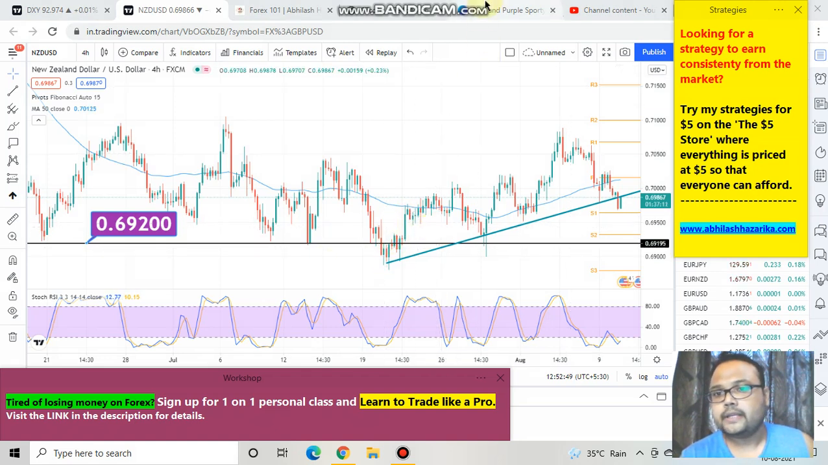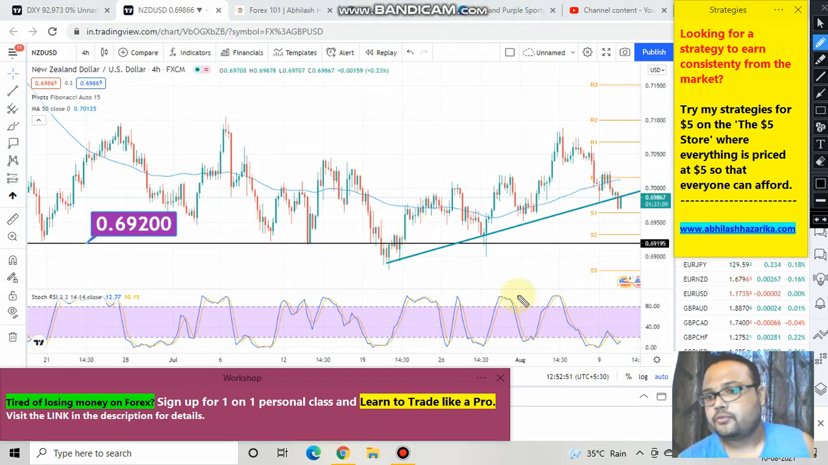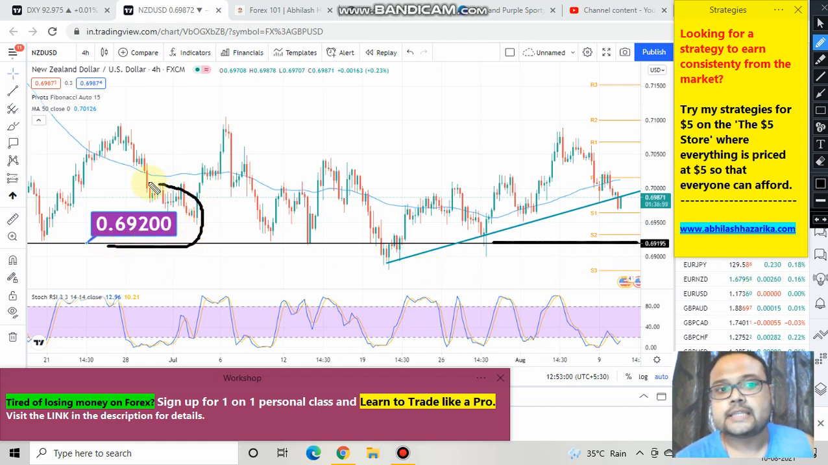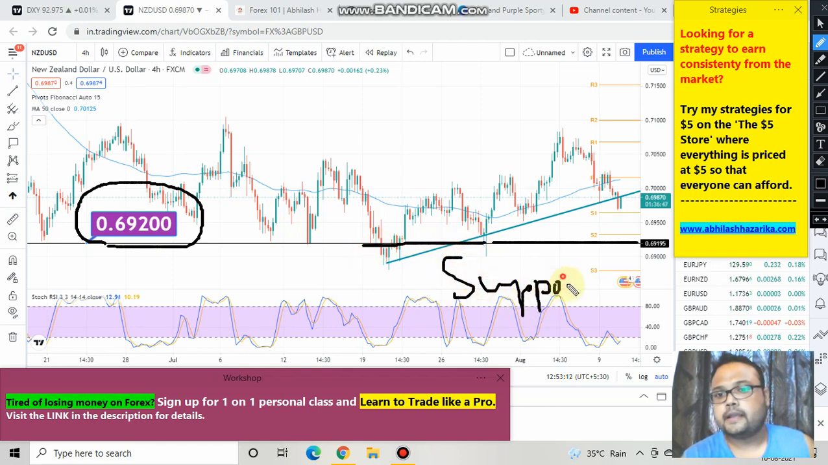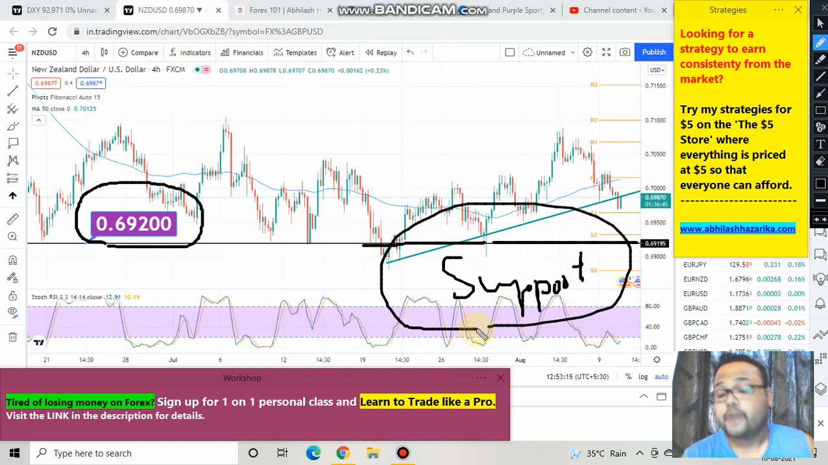So what we need here is that first and foremost we need to focus on this trend line and this particular support here. So first of all, let's try to understand this level, 0.6920, because this is the most important level for the NZDUSD chart, and the most important support also. And if you do not have this line in your charting platform, then my dear friend, I'll request you to draw this line, because this line is extremely important.